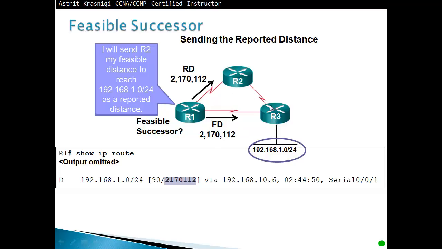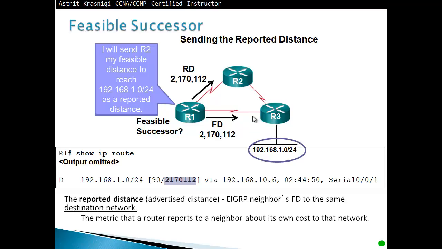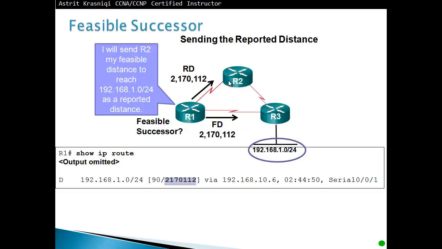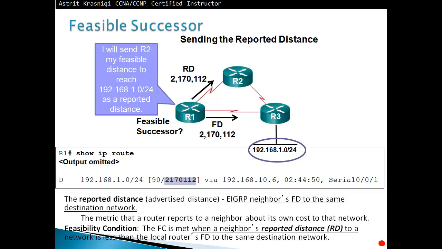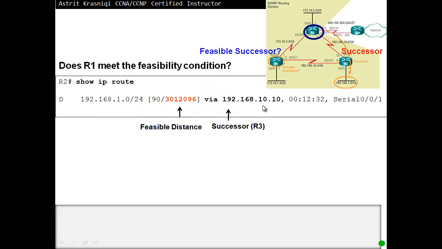Router 1 and router 3 report their distance to router 2. Router 2 picks the best one, and that's the successor. And then to find out the backup, as long as you report less than my feasible distance, you're my backup. The reported distance, or advertised distance, is the EIGRP neighbor's feasible distance to the same destination network. It's the metric that a router reports to its neighbor about its own cost to that network. The feasibility condition is met when a neighbor's reported distance to a network is less than the local router's feasible distance to the same destination.